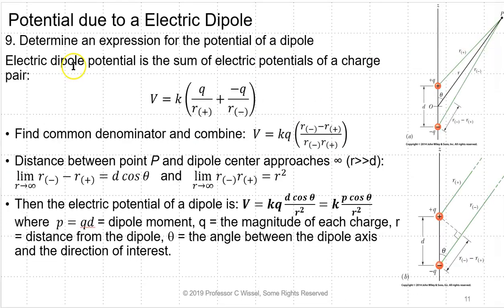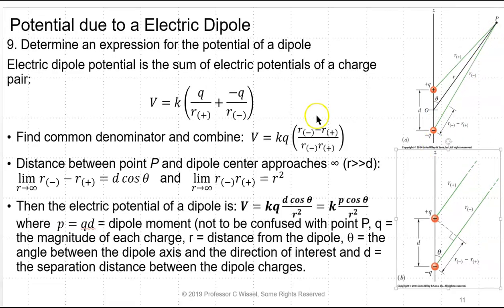Okay, we're going to determine the expression for the potential of a dipole. Here's a dipole. Remember, a dipole is equal and opposite charges placed a small distance d apart, and we're interested in the potential of some arbitrary point P at a distance r from the charge pair. Now, r is very large compared to the separation distance between the charges.